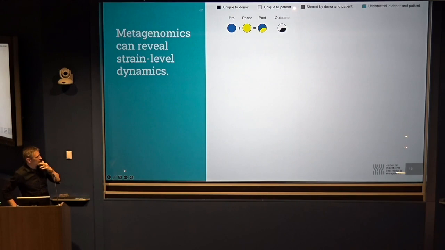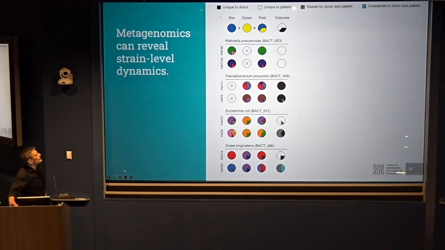So let's imagine that we have some species of bacteria, and our FMT patient is represented by the blue strain, okay? So we have a pie chart there. It's 100% blue. They have one strain, and it's the blue strain. We have a donor that has one strain, and it's the yellow strain. And then we perform an FMT, and now the patient has a lot of blue and a little bit of yellow. That's one possible outcome. Okay, well, let's look at a few different examples. So here we can look at Klebsiella pneumonia.